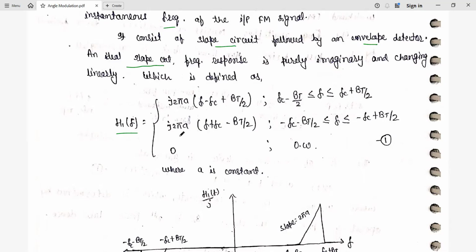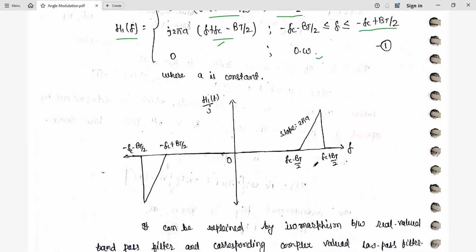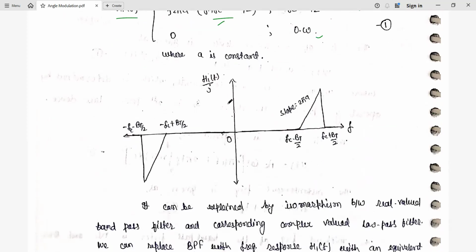Similarly, here we have j2 pi a into (f plus fc minus BT by 2). You see that this portion is going to change. In the first one we have f minus this, and in the second one we have f minus this. So f minus minus becomes plus fc, and the plus BT by 2 becomes minus BT by 2. This is the range of frequency, and everywhere else it is 0, where a is a constant. Now we want to see this in terms of the spectrum.